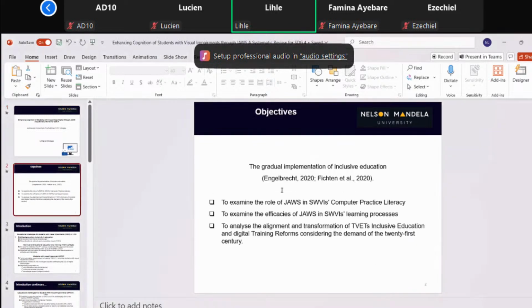As I've mentioned, our intention is to address the gradual implementation of inclusive education as supported by the inclusive education writers that I've mentioned here. We had 3 objectives: to examine the role of JAWS in the education of students with visual impairment, particularly in the subject computer practice; also to examine the efficiencies of it; and to analyze the alignment and transformation of teaching with digital reforms, considering the 21st century work demand.